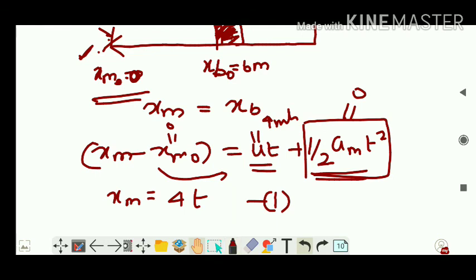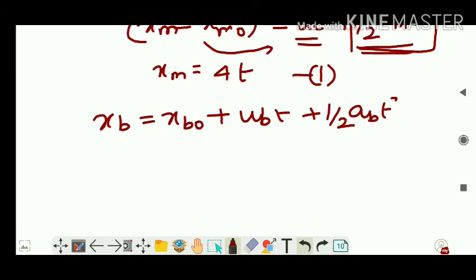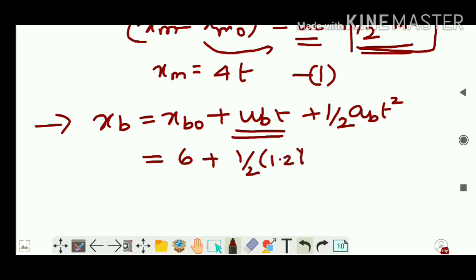Now let's move on with the case of the bus, right? In case of the bus, let's say xb is the final position of the bus, xb naught is the initial position of the bus, plus ub into t plus half ab t square. This is all regarding the bus. Now we know xb naught, the initial position of the bus, is 6 meter, plus initial velocity of the bus is 0, plus half acceleration, given as 1.2, into t squared. So that is our xb.